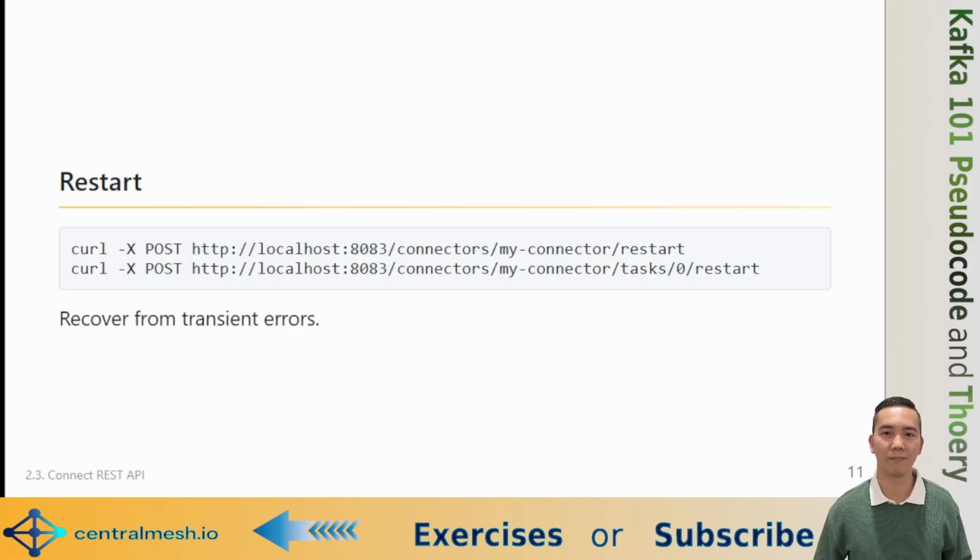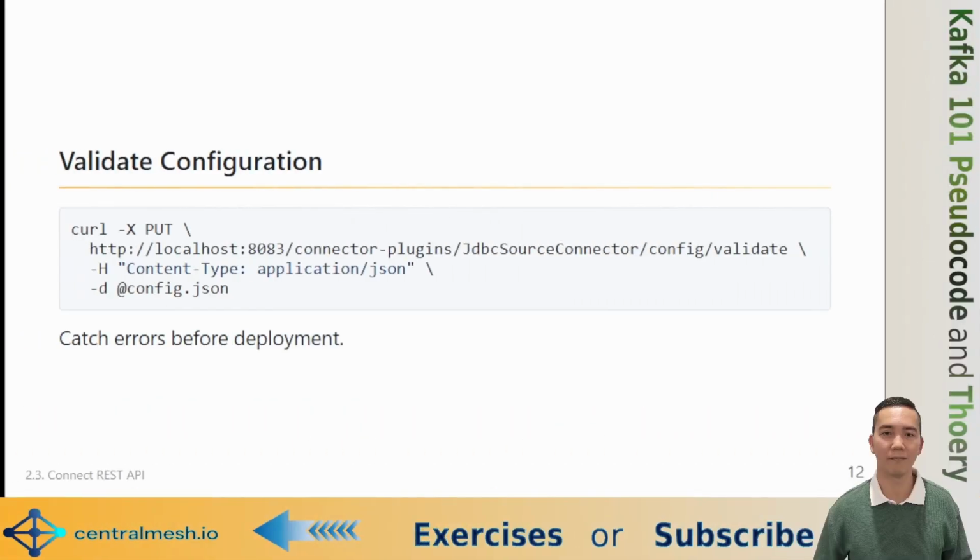Occasionally, a connector or task may fail because of a temporary issue such as a network interruption or database outage. Instead of recreating it, we can simply restart it through the REST API. Kafka Connect allows us to restart either the entire connector or an individual task. This targeted recovery capability helps minimize disruption while quickly restoring normal operation.